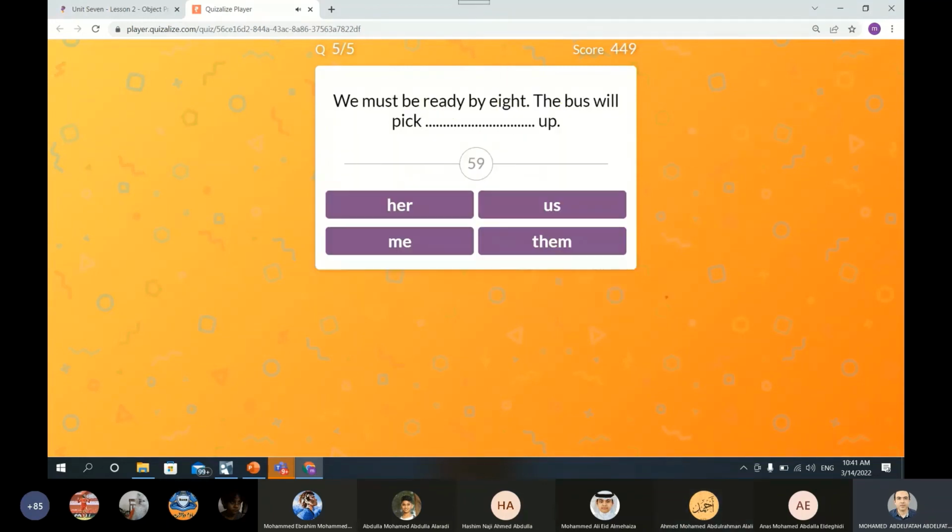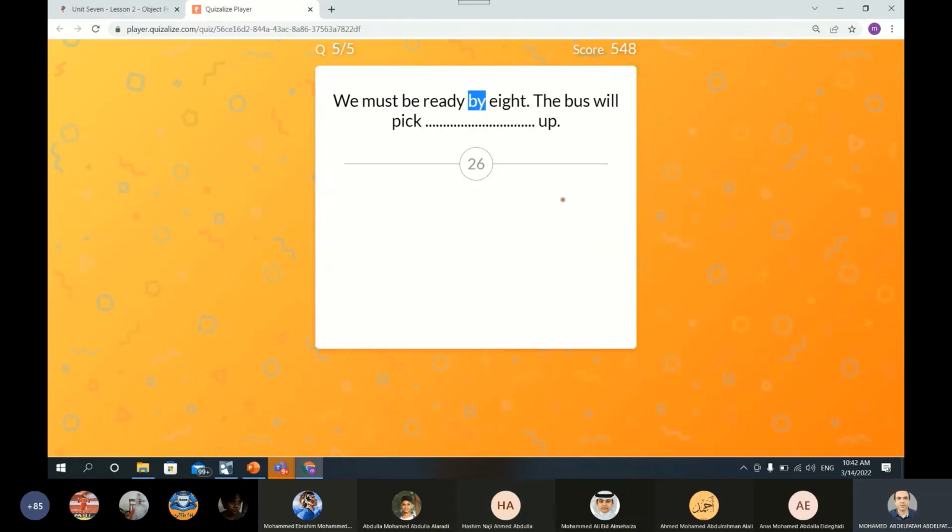Let's go to the last one. It's number 5. We must be ready by 8. Here "by" means before. We must be ready before 8 or by 8. The bus will pick up us. So why us? Us is the object pronoun. The subject pronoun is we, and the object pronoun of the pronoun we is us.